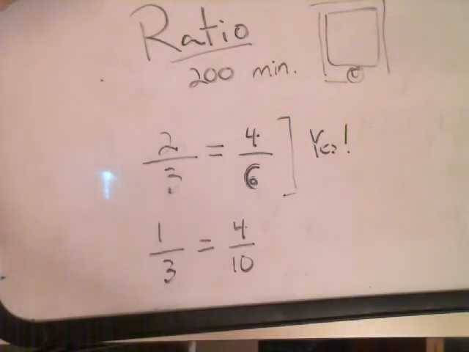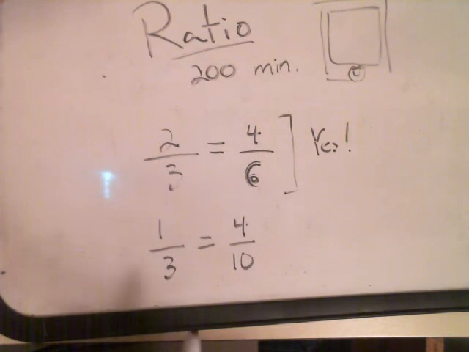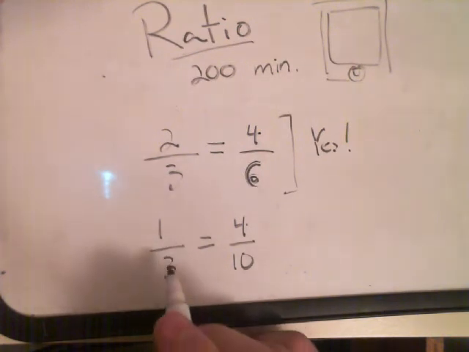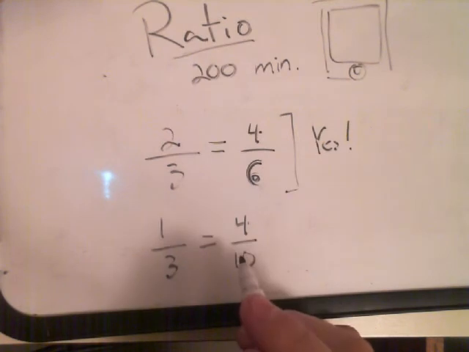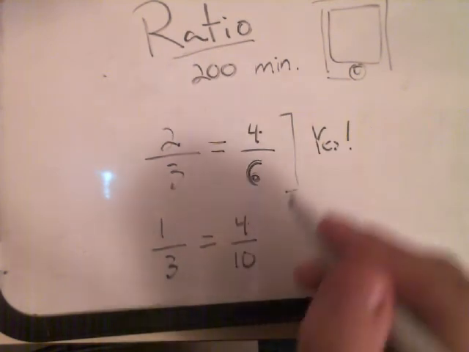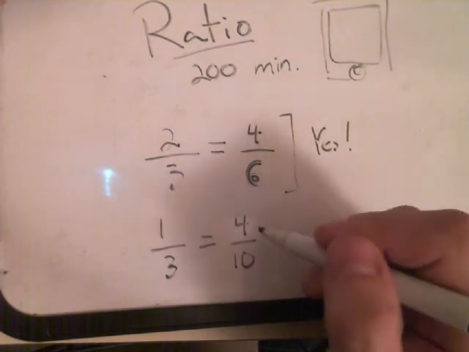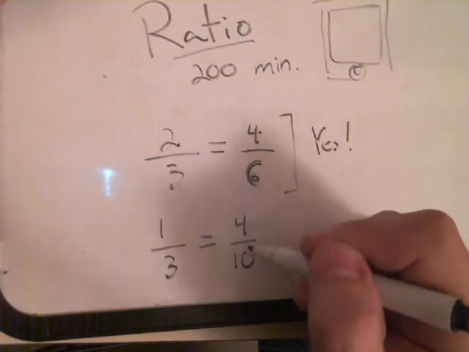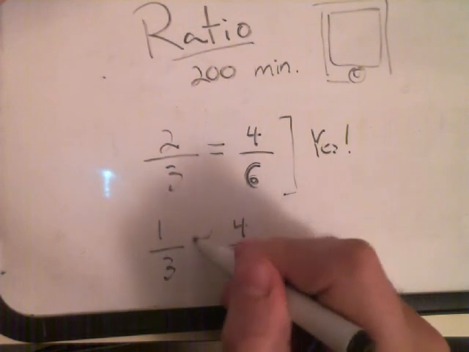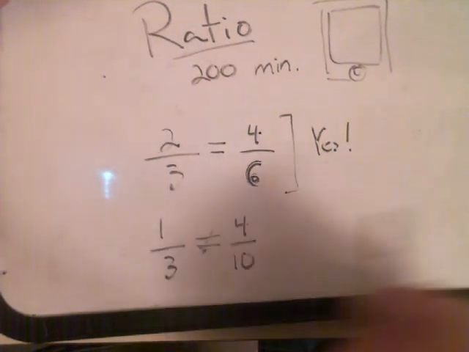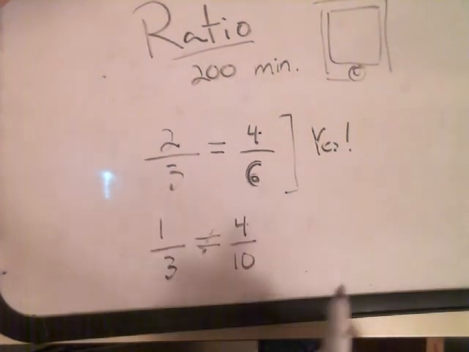How about that? Is this true? Is 1 over 3, or 1 to 3, the same ratio as 4 to 10? Actually, no. 4 to 10 is much more, if you think about it, than 1 over 3. It's very, very close to a half. So this is not actually in proportion. So we're going to put a little thing that says that they're not equal.